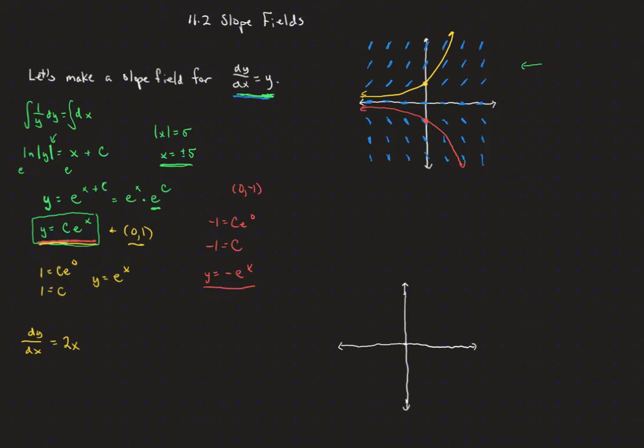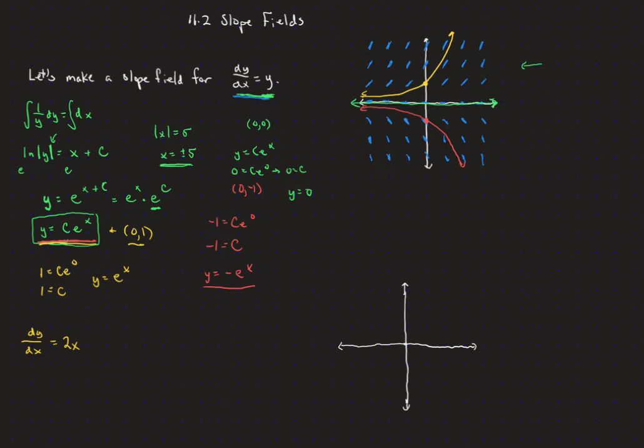We could even get that if our initial condition was (0, 0), then in our general solution, y equals c e to the x, if we plugged in 0 for y and 0 for x, we would get that c is 0, which would make that equation just y equals 0, which means it would just be that horizontal line, which you can hopefully see follows the suggestion from our slope field.